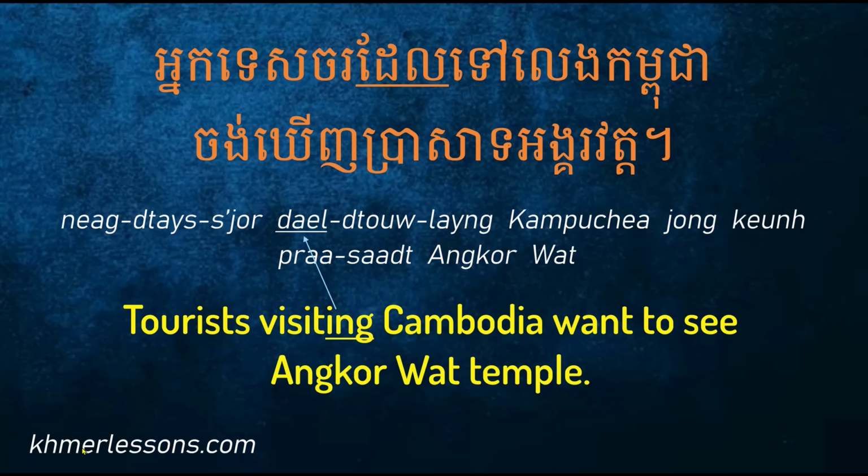Cambodia is កម្ពុជា. ចង់ is want to, ឃើញ is to see. ប្រាសាទអង្គរវត្ត is Angkor Wat temple, បាទ. Angkor Wat is the name and ប្រាសាទ is temple. Now again: អ្នកទេសចរដែលទៅលេងកម្ពុជាចង់ឃើញប្រាសាទអង្គរវត្ត.